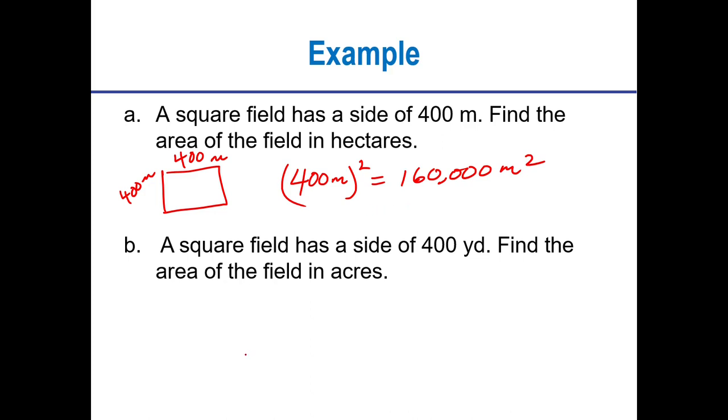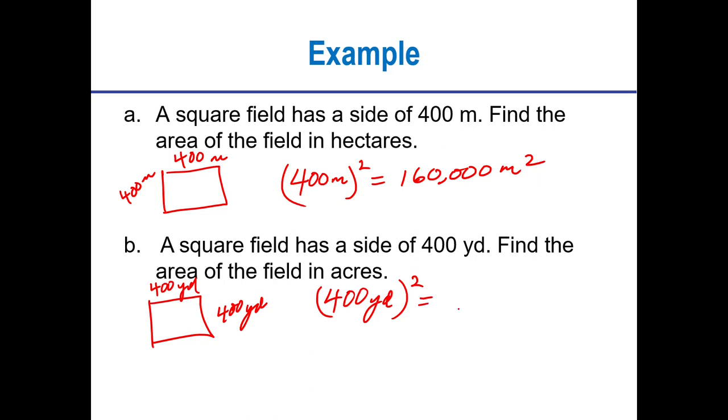Part B. A square field has a side of 400 yards. Find the area of the field in acres. We know this is a square field, so this is 400 yards by 400 yards. To find the area in square yards, we'll just square the number. So this is 400 yards squared, and that's going to give us 160,000 square yards in area.